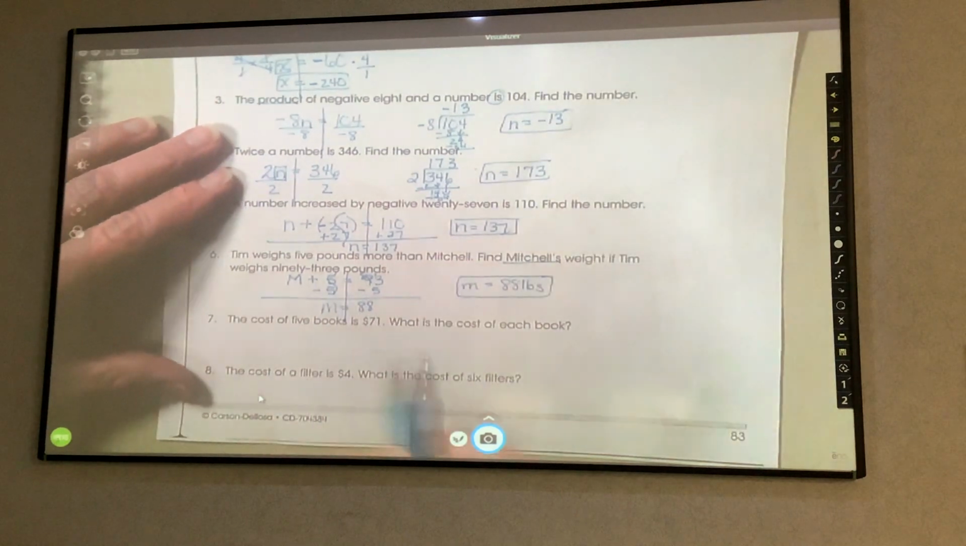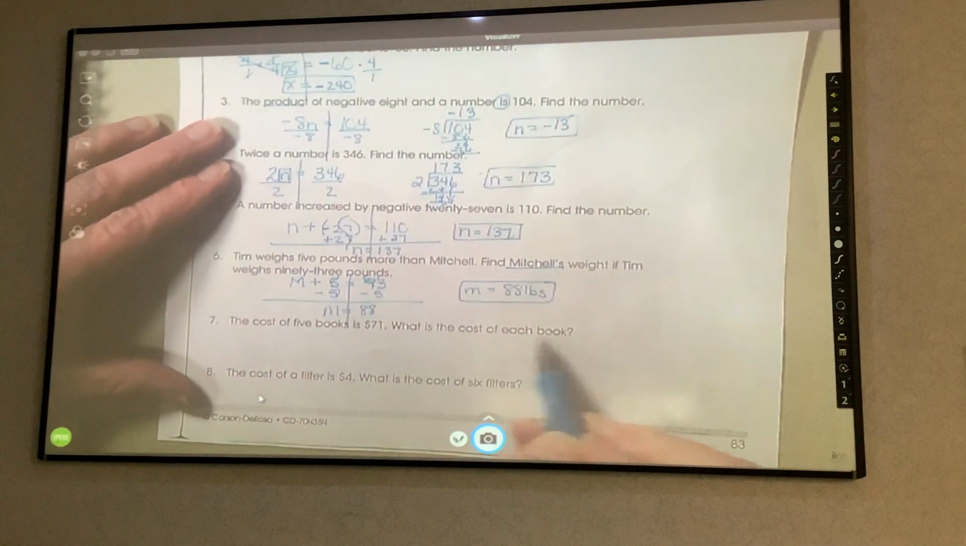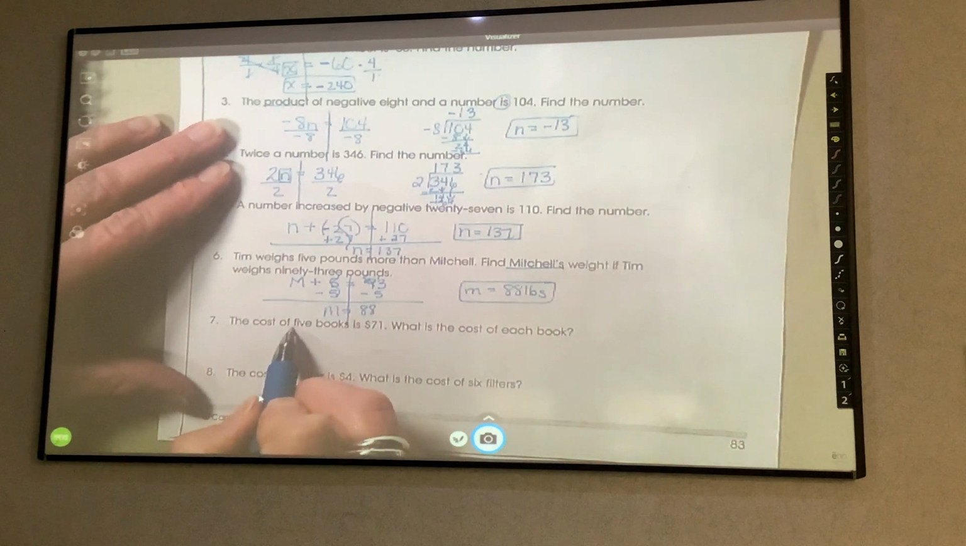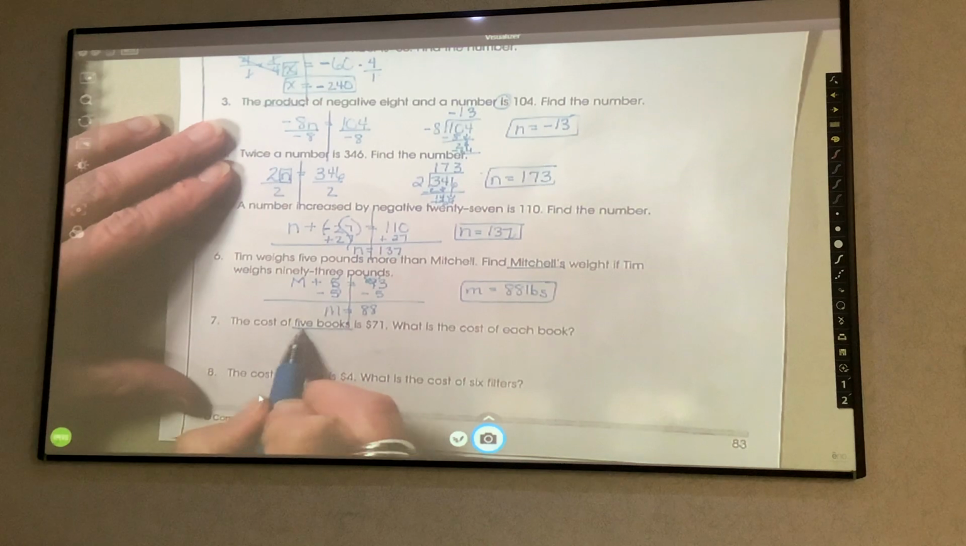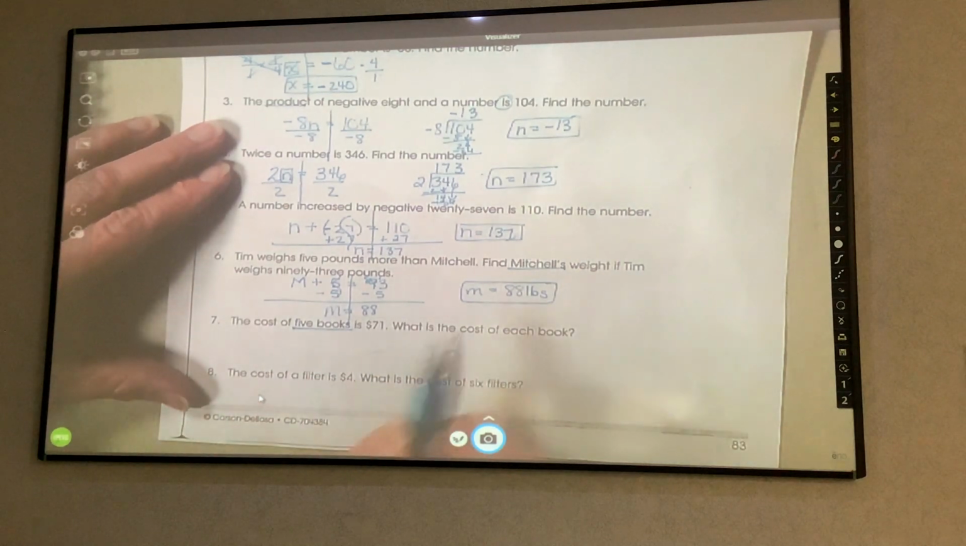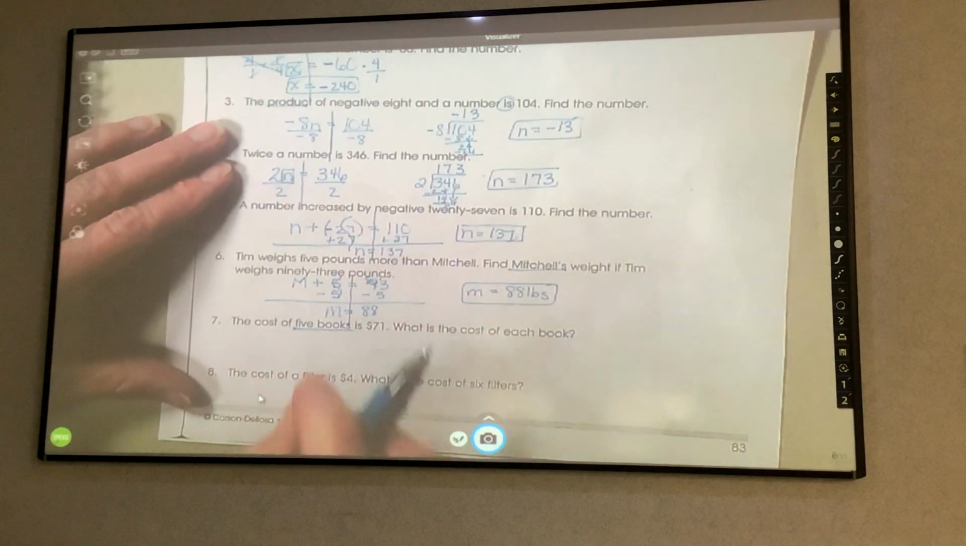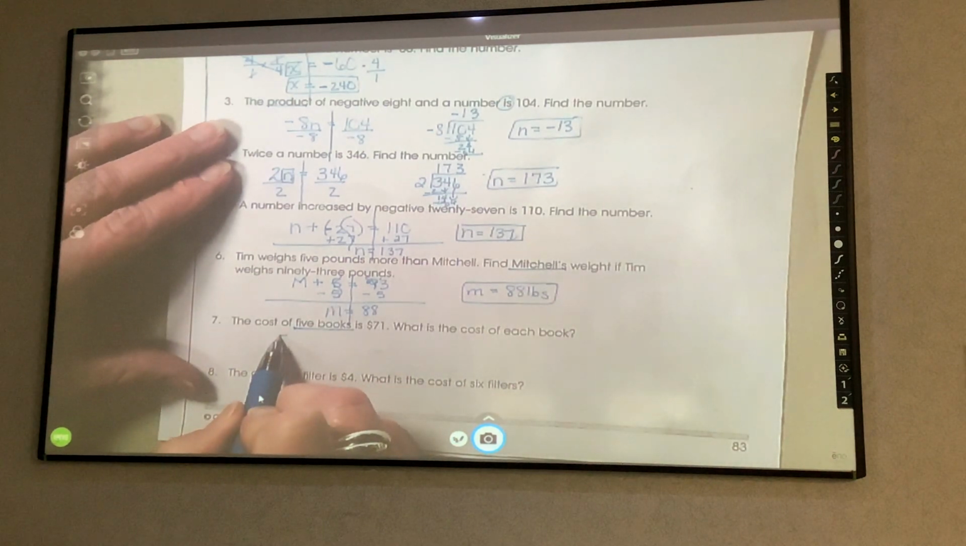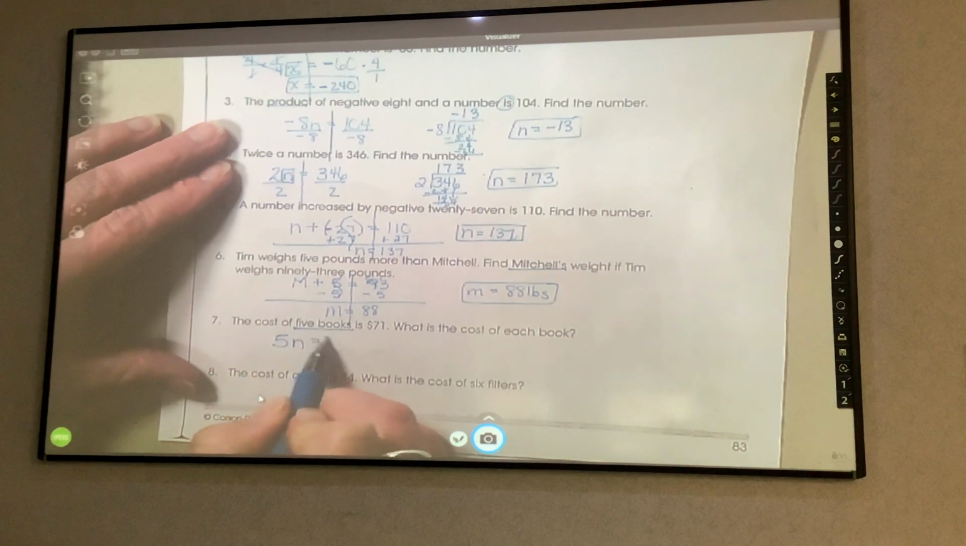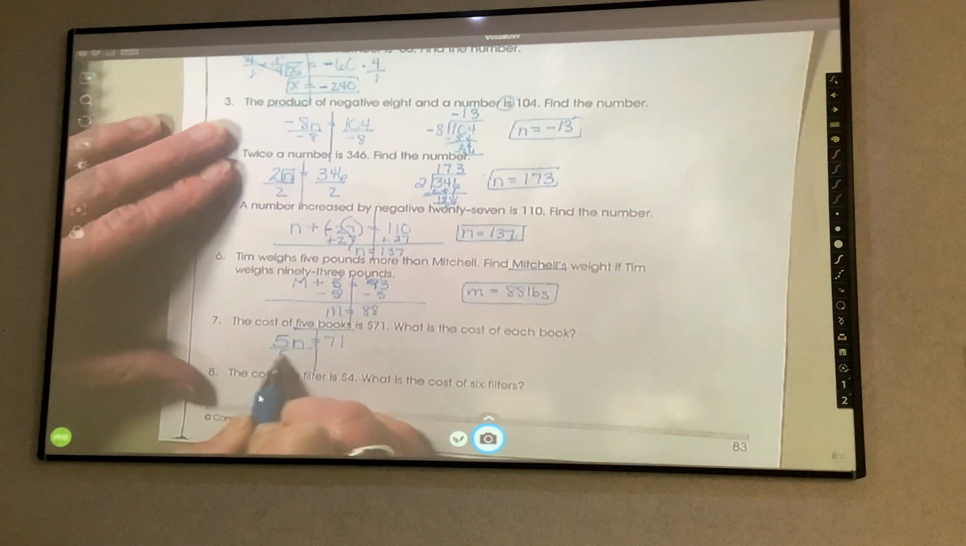The cost of 5 books is $71. What is the cost of each book? We need to find the cost of the book. Okay? And we know the cost of 5 books. I know most of you are just going to be like, well, it's just 71 divided by 5. But we have to write it as an equation. So it would be 5 books times how much do they each cost? That would be my letter, equals 71. That's my equation. Then I would divide by 5 on both sides.